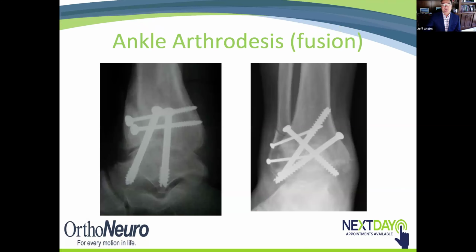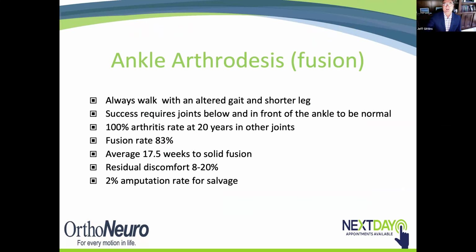These are X-ray findings of an ankle fusion as well, showing the hardware crossing over the ankle joint, holding it together until the bone heals from the shin bone, the tibia, the roof of the ankle joint, to the ankle bone proper. With an ankle fusion, patients will always walk with an altered gait and a shorter leg to a certain extent.